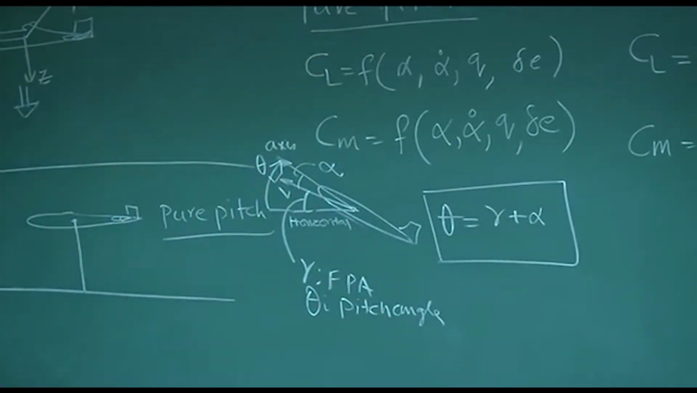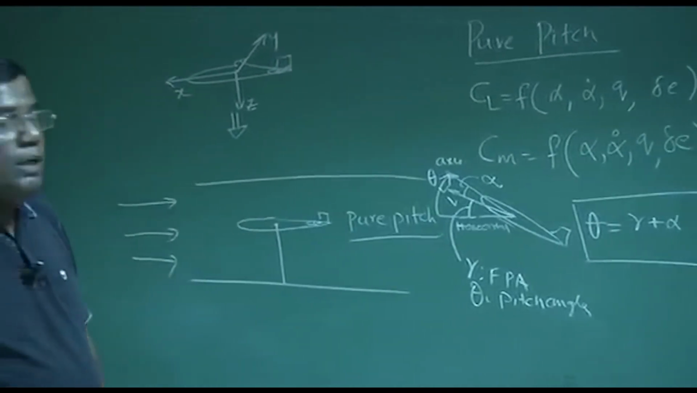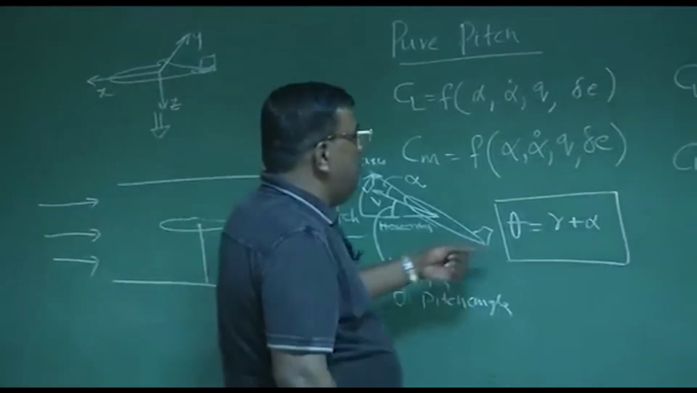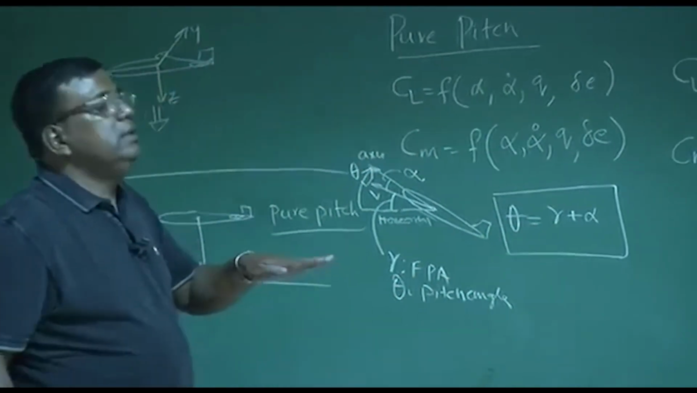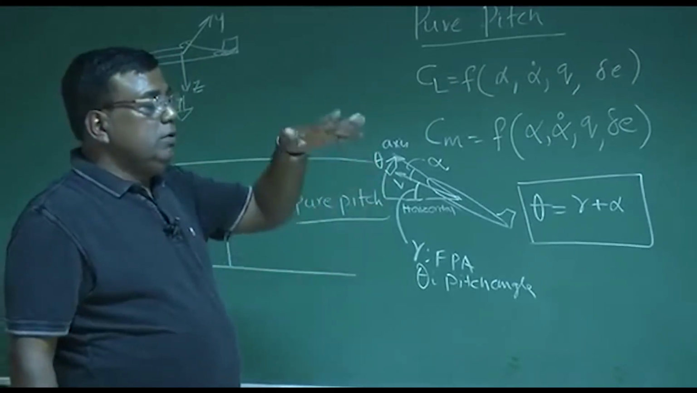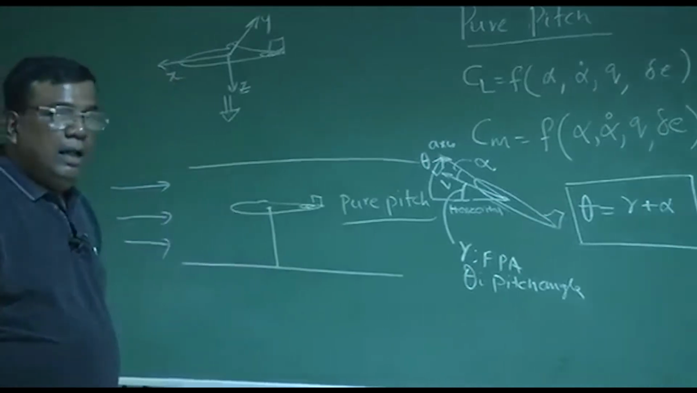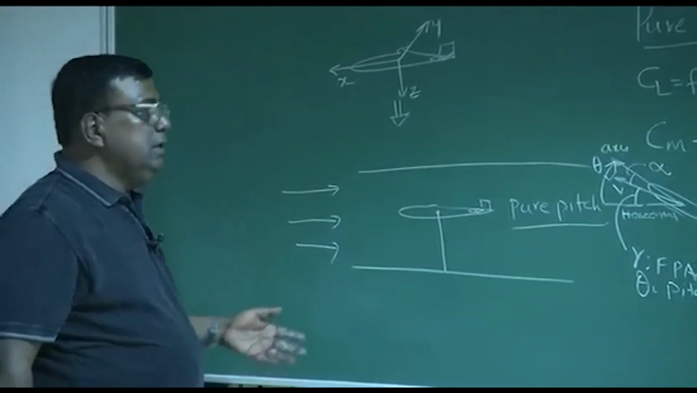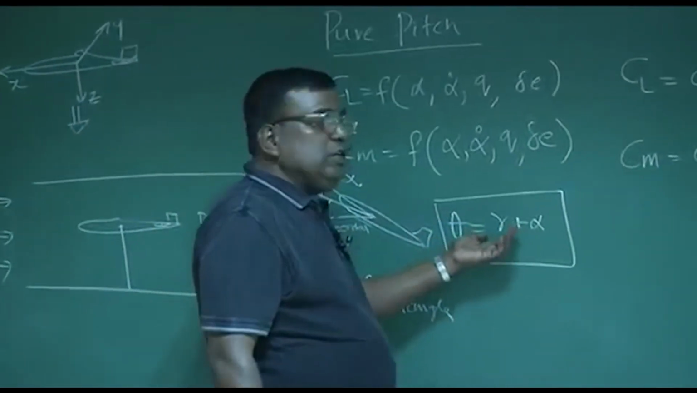In actual free flight, whenever there is a control input which changes theta, it also changes alpha as well as gamma in general. Because if there is theta change, there is alpha change. Alpha change means moment will come, and force will come through CL. So that will also change the motion of the CG of the airplane along the z axis. So gamma will change. All these things are representation of an actual flight.